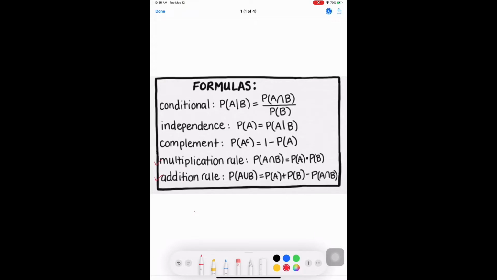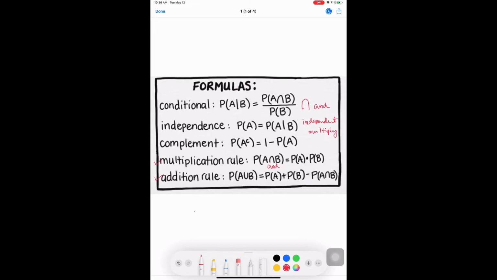The multiplication rule states that the probability of A and B is equal to the probability of A times the probability of B. Now this symbol means intersection, meaning we're looking for the probability of event A and event B. The multiplication rule is only applicable when we know that the two events are independent. So we simply multiply the probabilities of A and B.